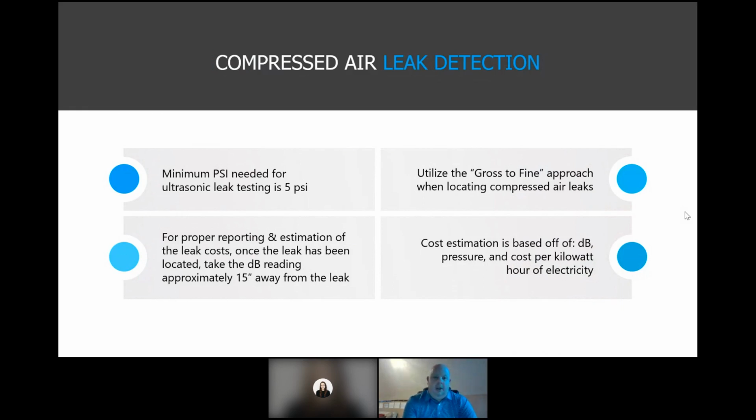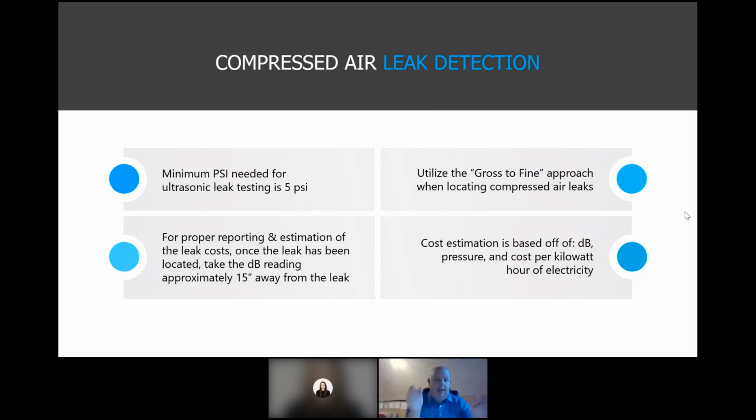We utilize what we call a gross to fine approach. So I talked a little bit earlier about the sensitivity and how when we increase that sensitivity, it's a gain. So when I increase the sensitivity, I'm increasing the amount of power going down into those piezoelectric crystals inside of the scanning module. So the higher the sensitivity, the more broad the field of view.